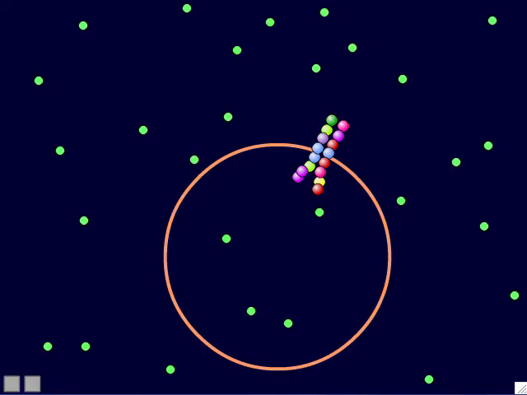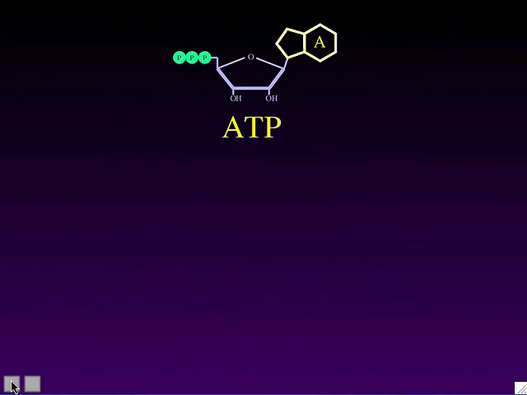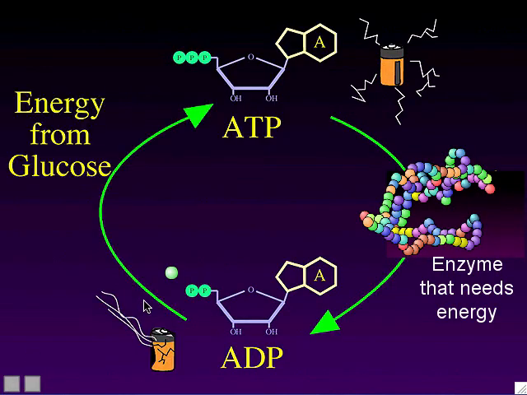Cells use glucose, the energy in glucose sugar, to recharge their ATP supply. Now, here in this diagram, I've been emphasizing that ATP is the energy source for enzyme proteins, but other proteins other than enzymes sometimes also require energy. So other proteins other than enzymes can also use ATP for energy.